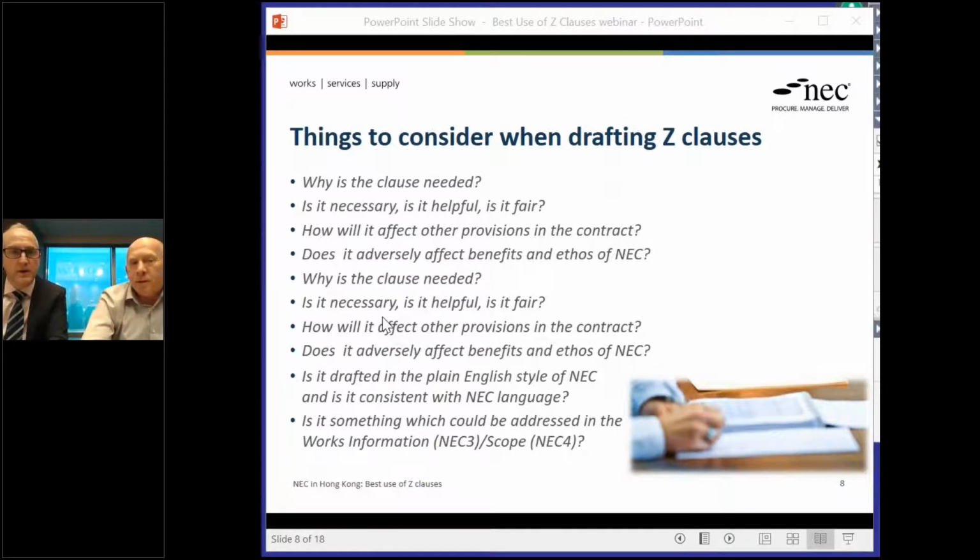So again, we see some duplication on the slide. I like that. Just to reinforce the point. Just, are you sure at this point, having thought about it a few times, you then say again, but why is this clause needed? Why is it needed? Yeah. I like that.